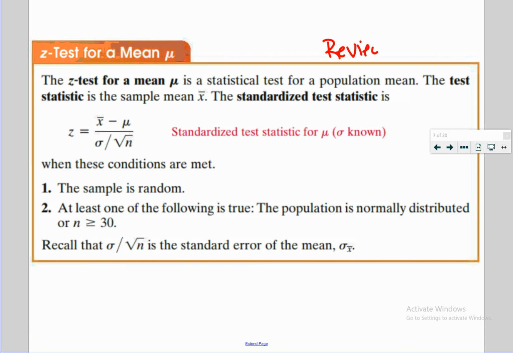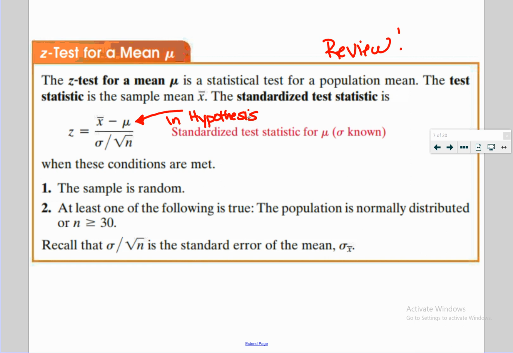Nothing new here. But this is how we found the z-score in the past. So we did our x-bar, our sample mean, minus our population mean divided by the standard deviation of our population over the square root n. When we do hypothesis tests, the population mean here is going to be what is in our hypothesis. Okay, so it's what we're hypothesizing about. So if our hypothesis is that the mean is greater than 62 minutes, 62 would be that population mean.